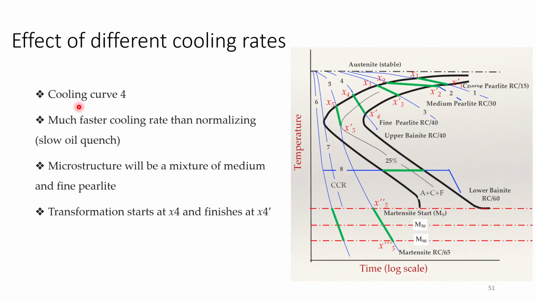Next you have cooling curve 4, which has much faster cooling rate than normalizing, and it uses slow oil quench. So in this, microstructure will be a mixture of medium and fine pearlite. Okay, so here it transforms, starts at x4, stops at x4 dash. Okay, so here you will be having combination of fine pearlite and medium pearlite.